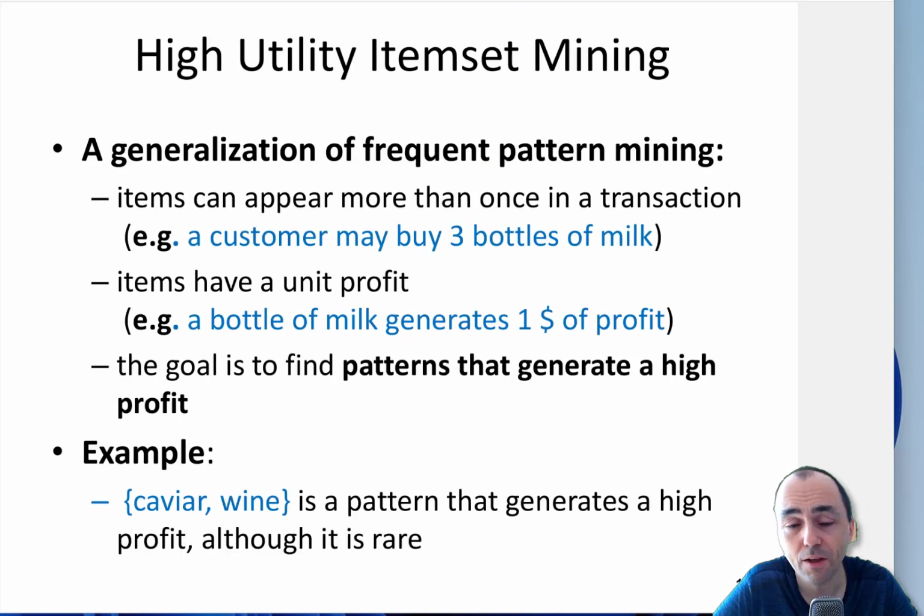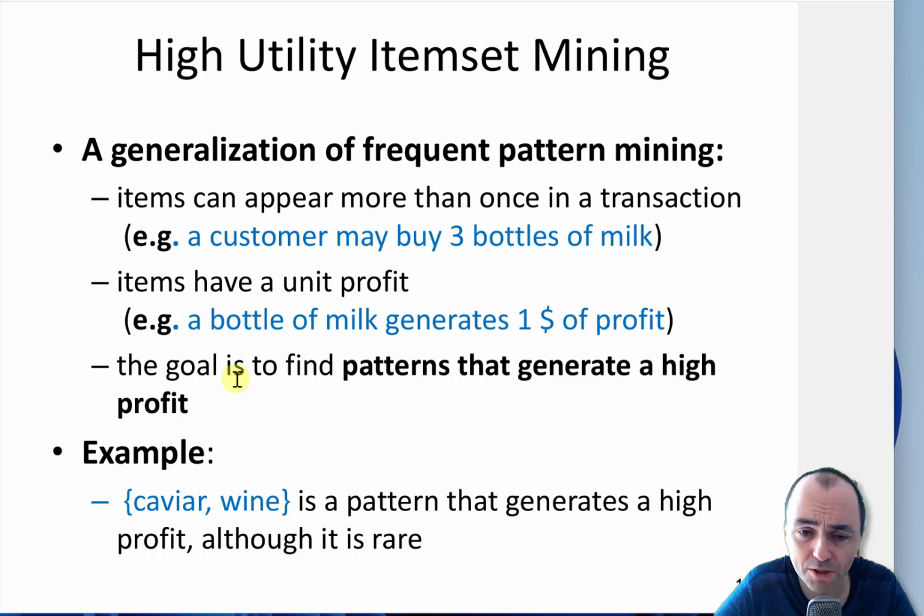So let's continue. To solve these issues, a new problem has been proposed over the last decade, called high utility itemset mining. It is a generalization of frequent pattern mining, more general. The item can appear more than once in the transaction. For example, you can buy 3 bottles of milk or 5 and so on. And the items have a unit profit. So we know that milk, for example, will yield a $1 profit. The goal, instead of finding the frequent patterns, is to find the patterns that have a high utility. High utility means high importance. It can be, for example, in terms of money. So we want to find the patterns that make a lot of money.